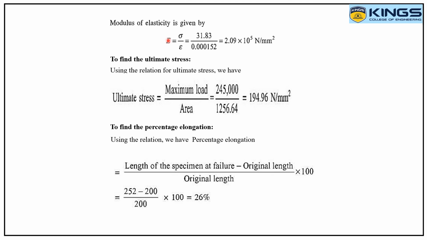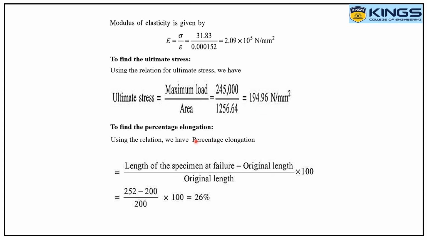mild steel material. To find the ultimate stress, it is the maximum load by area, as we know. The maximum load is given in the question, 245,000, and the area we found in the previous slide, pi by 4 d square, pi by 4 into 40 square, which is 1256.64. On solving this, we get ultimate stress equal to 194.96 Newton per mm square.